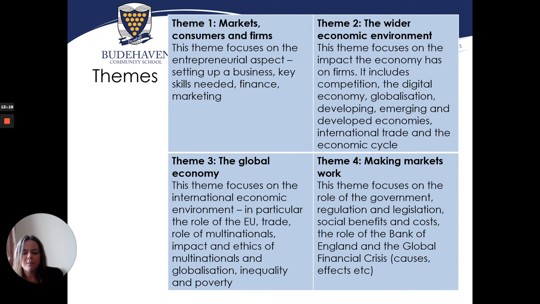This is all in the booklet, so I won't spend ages on it, but we have four themes. The first theme focuses on businesses: entrepreneurial aspects, setting up businesses, finance and marketing. We look at some basic economics too, such as demand and supply, the banking structure and the finance structure. Theme 2 looks at the impact the economy has on firms.